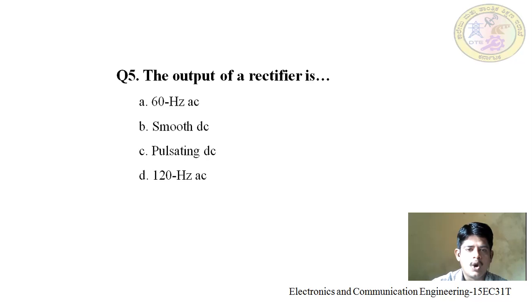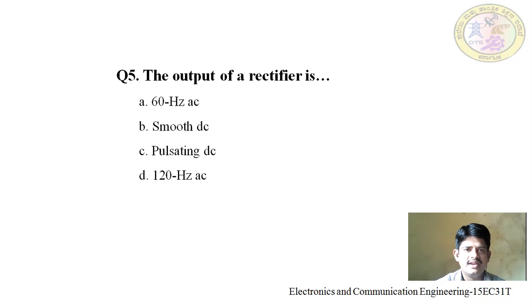The output of a rectifier is: the options are 60 Hertz AC, smooth DC, pulsating DC, 120 Hertz AC. What is the correct answer for this question? First you have to understand what will be the output of the rectifier. Is it AC or DC?